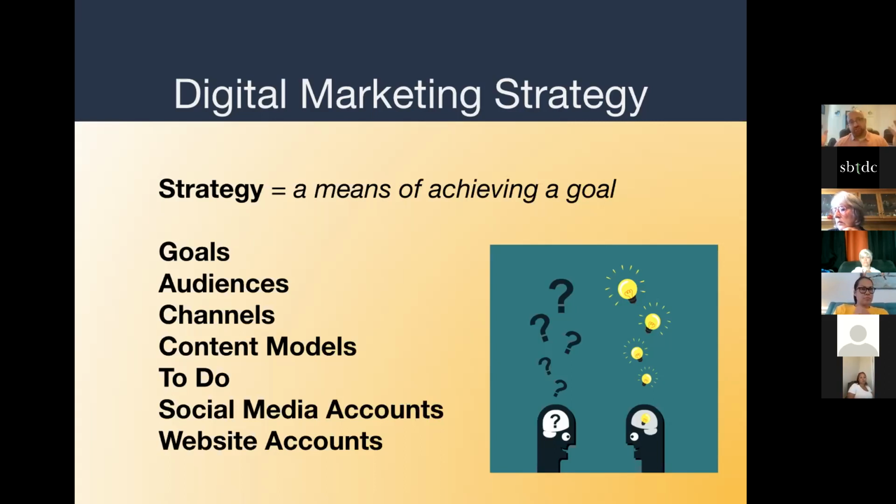So what's a strategy? First of all, strategy is just a means of achieving a goal. Okay. So that's all a digital marketing strategy is. It's a means of achieving a goal. So unsurprisingly, the first item in your strategy should be goals.